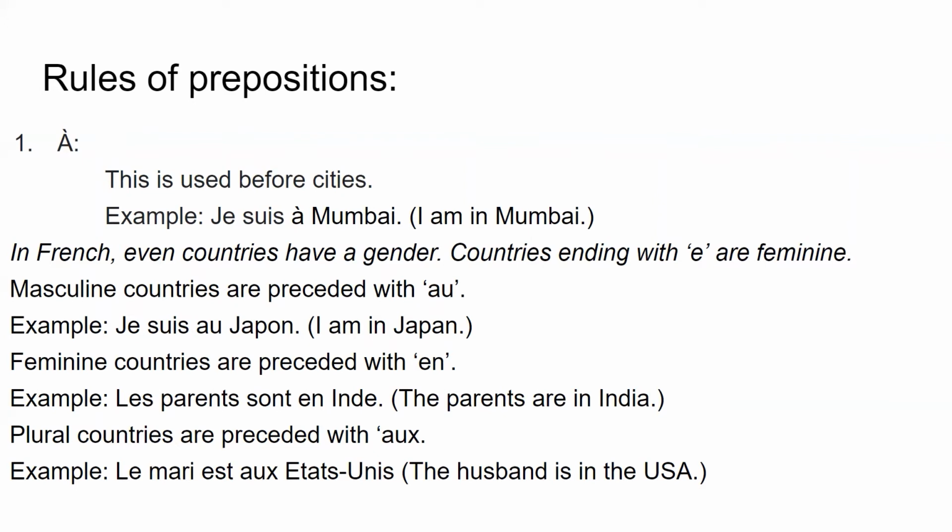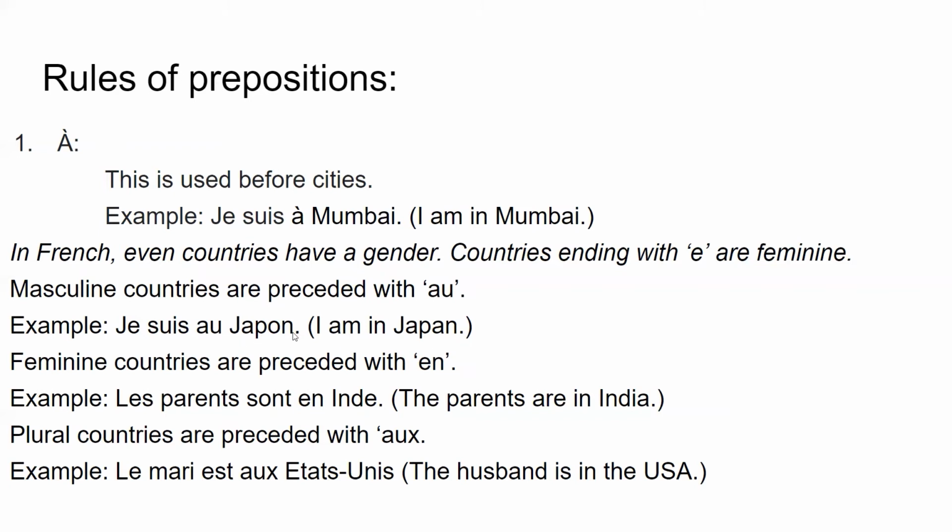As discussed in the video about indefinite and definite articles, in French, even non living things are assigned a gender, and countries are no exception. And the way to recognize a country's gender is by looking at its last alphabet. Countries ending with E, or "e" as we call it in French, are feminine, whereas those that don't end with E are masculine. Masculine countries are preceded with au. So a sentence like Je suis au Japon means I am in Japan.